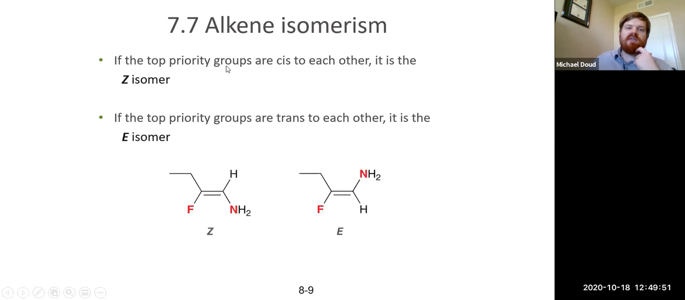Yeah, so again, if the top priority groups are cis, they're on the same side, that's Z. If they're trans, that's E. So just keep that in mind. It's another way to think about it.